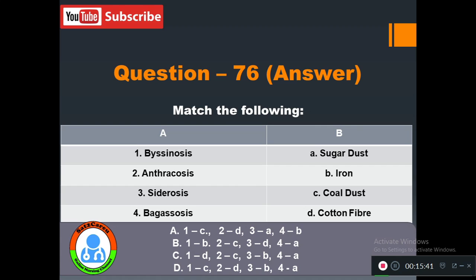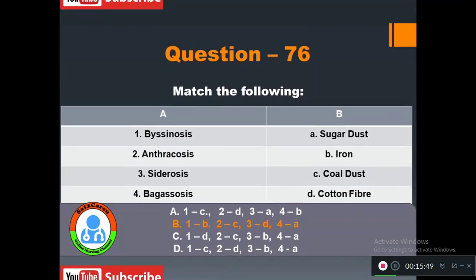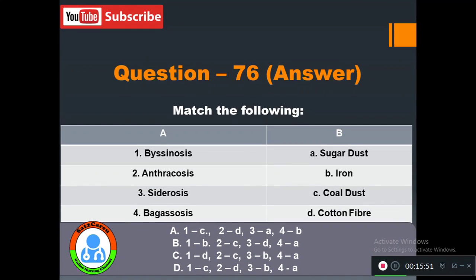This is the same thing which we have seen. You can see the answer here, option B. Byssinosis is caused by cotton fiber, anthracosis is caused by coal dust, siderosis is caused by iron, and bagassosis is caused by sugar dust.